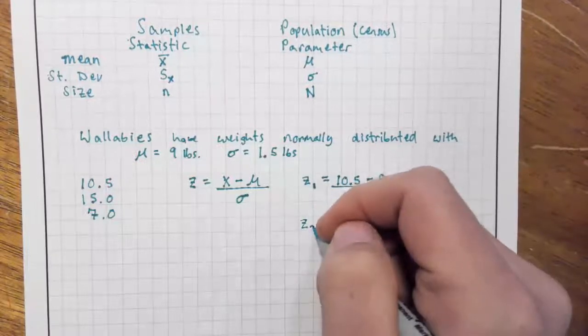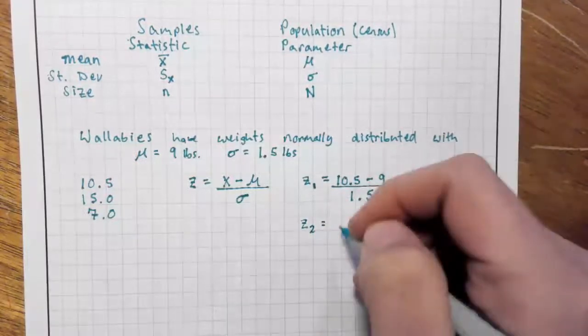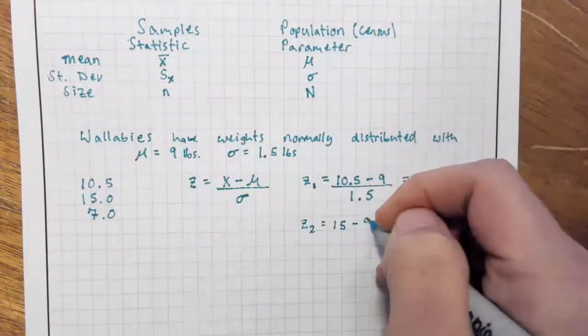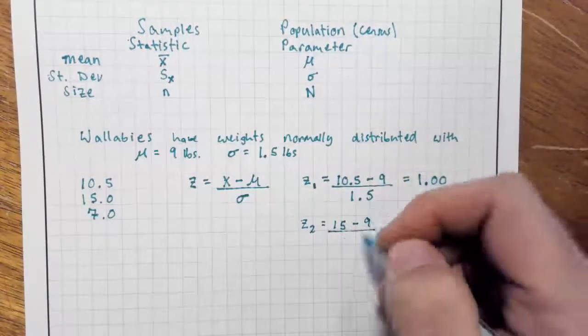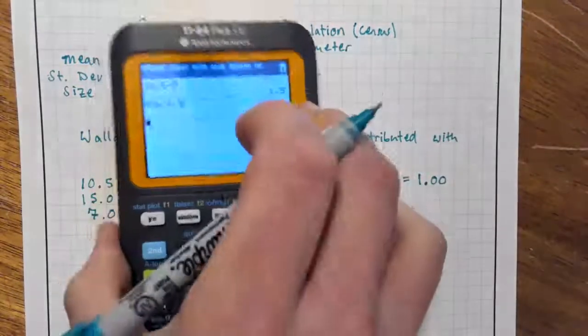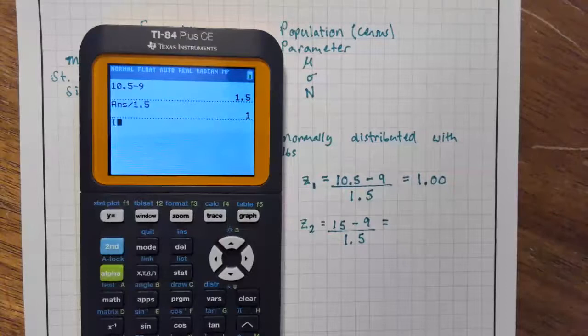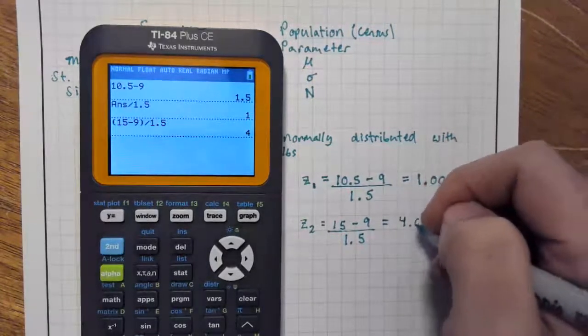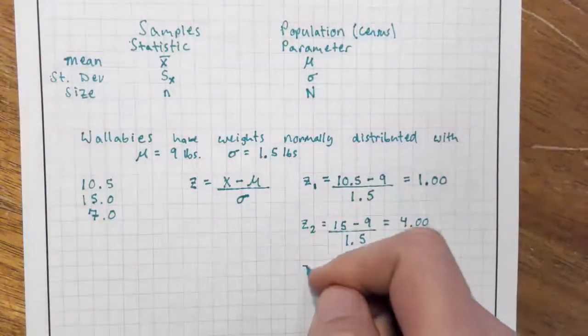The z-score for the second wallaby. So he weighed 15 pounds. We'll subtract the mean of 9 pounds and then divide by the standard deviation, which was 1.5 pounds. Okay, so once again on your calculator, if you really want to do it all in one go, that's fine too. You could just put these in parentheses. So 15 minus 9, you want to do that first, and then divide by 1.5. Okay, so he is 4 standard deviations away. Fantastic. All right, let's go to the next one, our third wallaby.